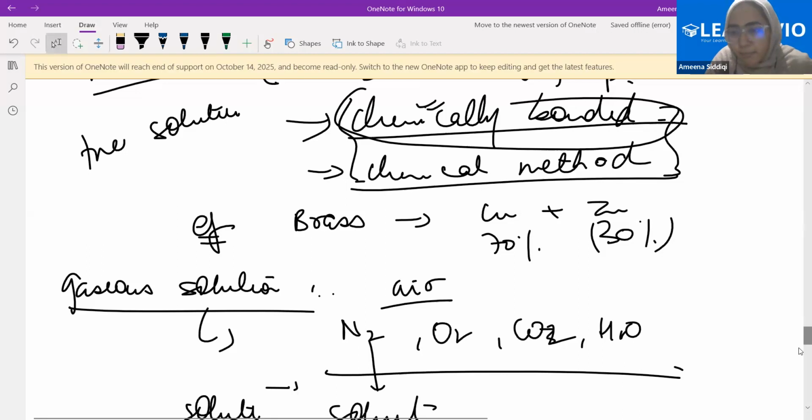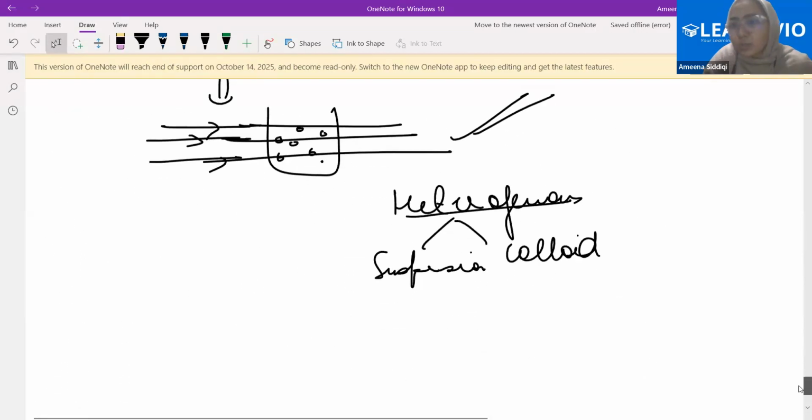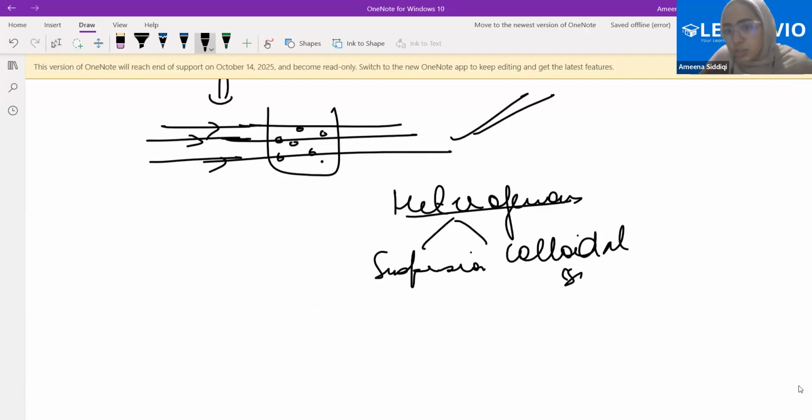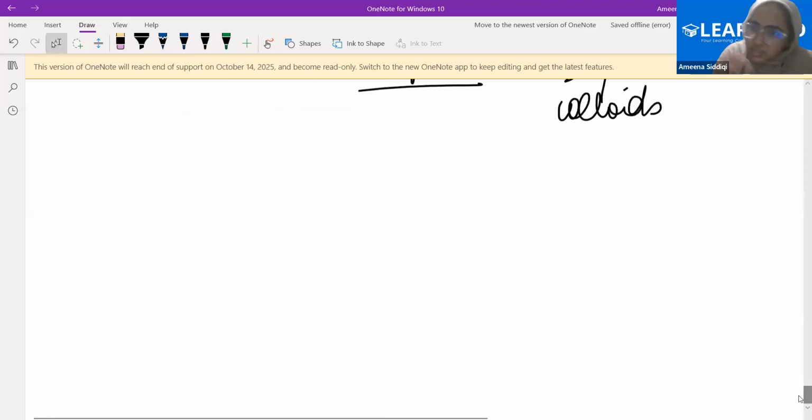Why am I telling you this? Because at times colloids are also referred to as a colloidal solution, and this is heterogeneous in nature. Colloidal solution or colloids. Here, first I'm coming to suspension. Suspension is the same thing. We don't have much discussion here.